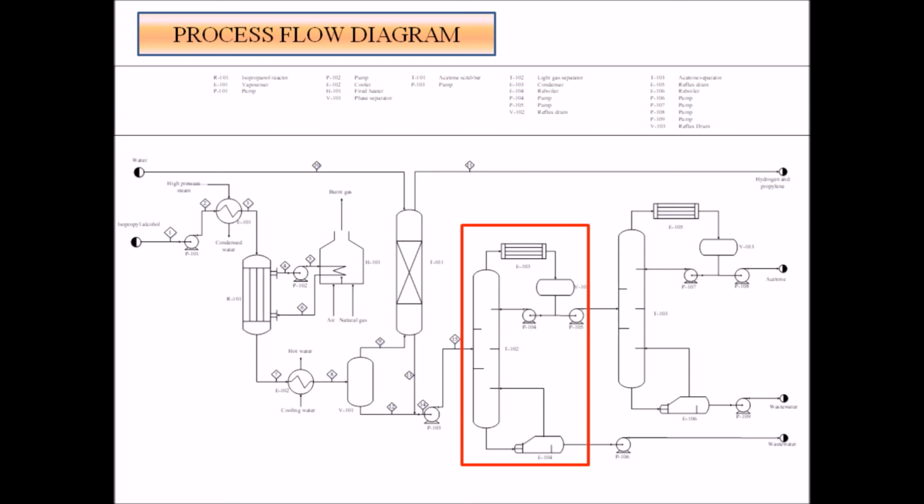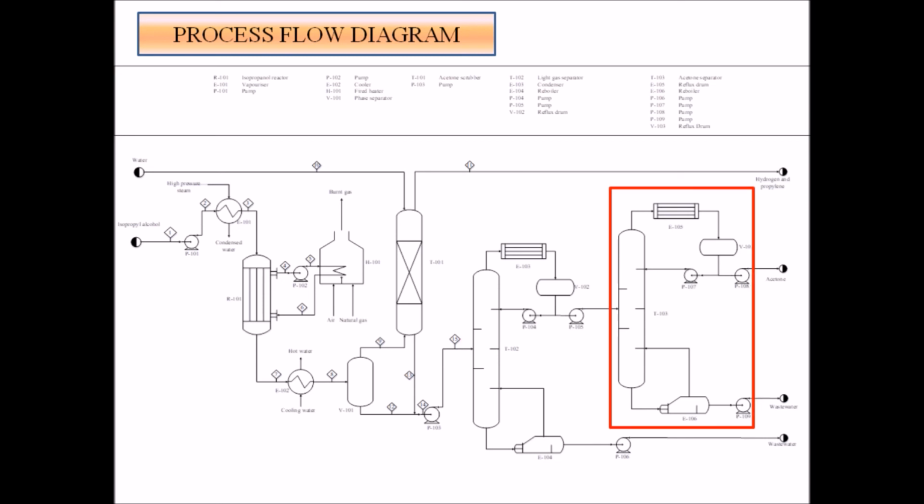In the light gas separator, the stream is flashed to a temperature of 90 degrees Celsius and a pressure of 1.4 bars, such that most of the water and isopropanol, with some of the acetone and diisopropyl ether, will form a liquid phase. The vapor phase from the light gas separator consists of most of the acetone and diisopropyl ether with some of the water and isopropanol.